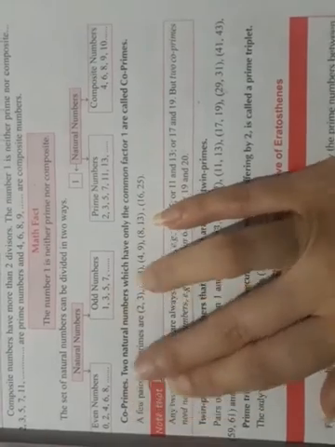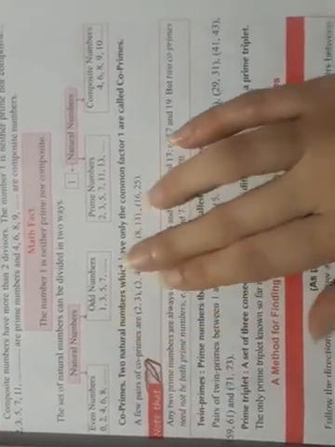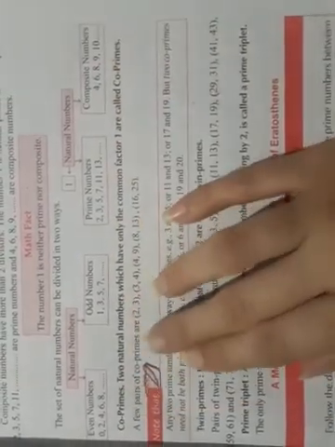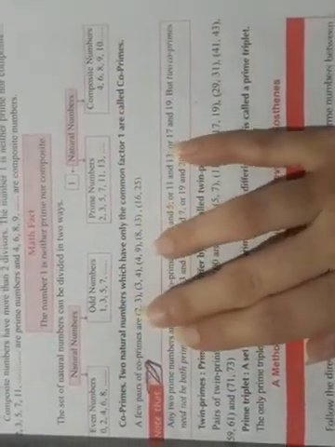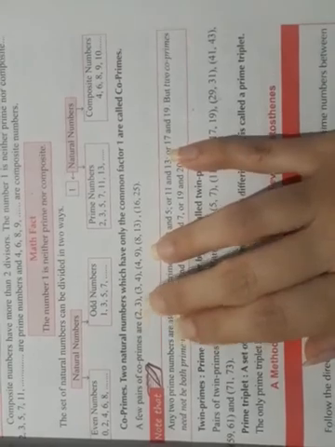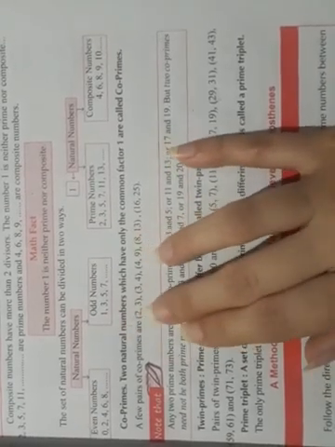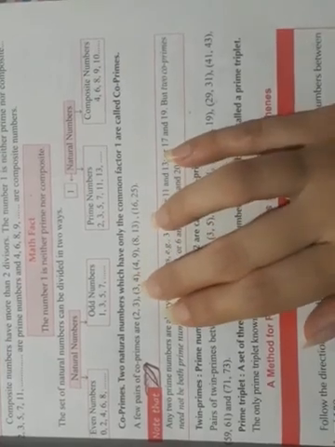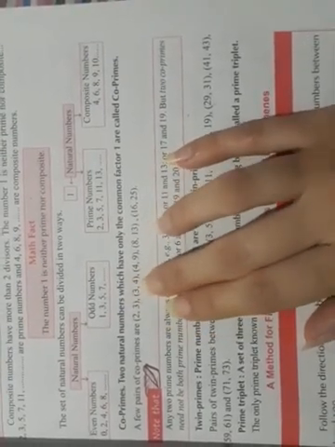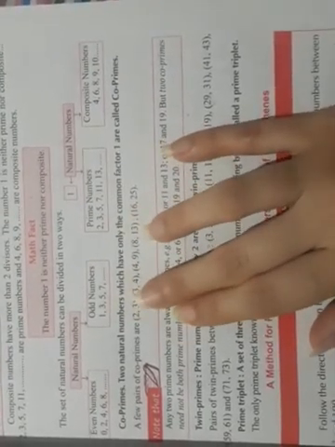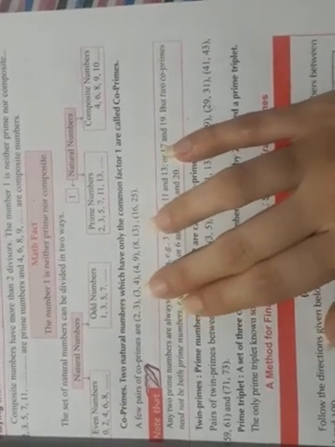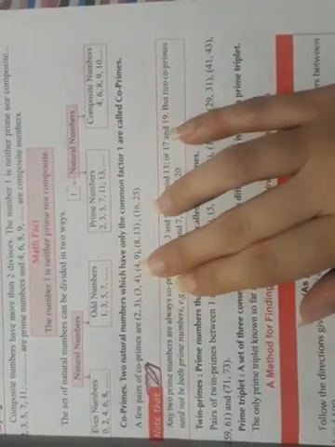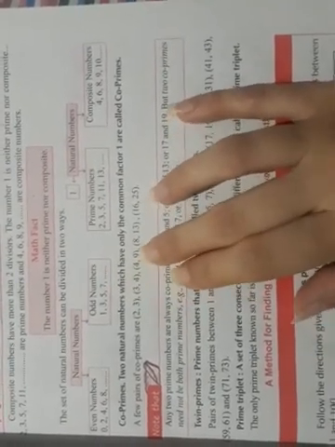Now what are coprimes? Two natural numbers which have only the common factor 1 are called coprimes. A few pairs of coprimes are written here. See, 2, 3. These two numbers have only the common factor 1. Here also 3, 4. Both numbers are natural numbers and their common factor is only 1. So these are coprimes. 4, 9. They have the only common factor 1. So they are coprimes.